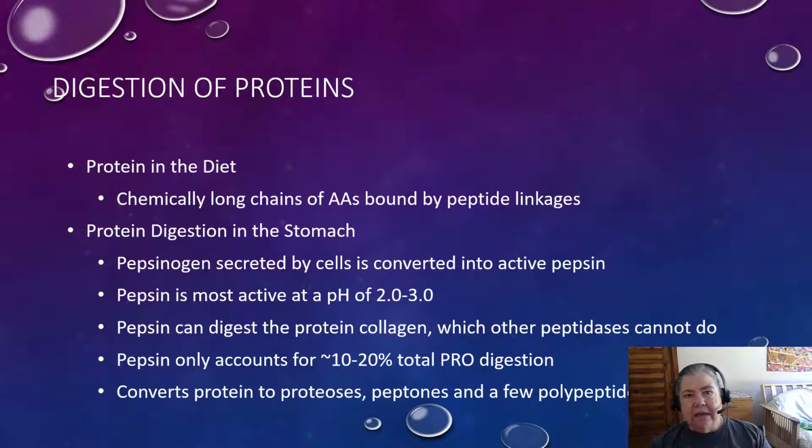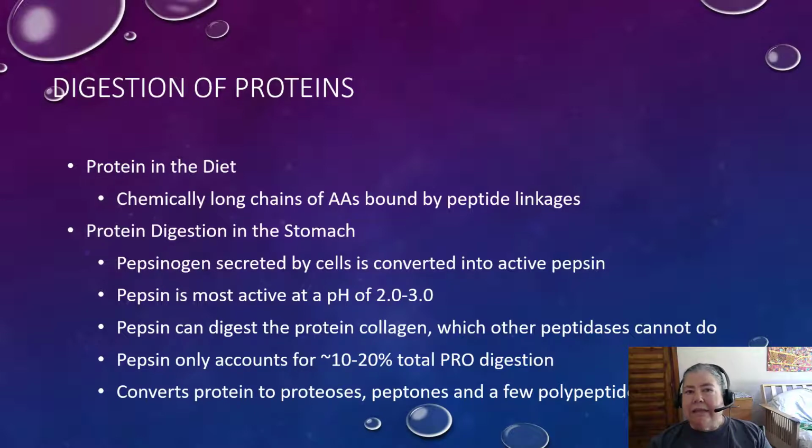Proteins in the diet are long chains of amino acids that are bound by what are called peptide linkages. In the stomach, digestion of proteins begins with the secretion of a substance called pepsinogen, which is converted to pepsin, an enzyme that digests proteins, preferably in a very acidic environment. So pepsin works best in the stomach where the pH is 2 to 3.